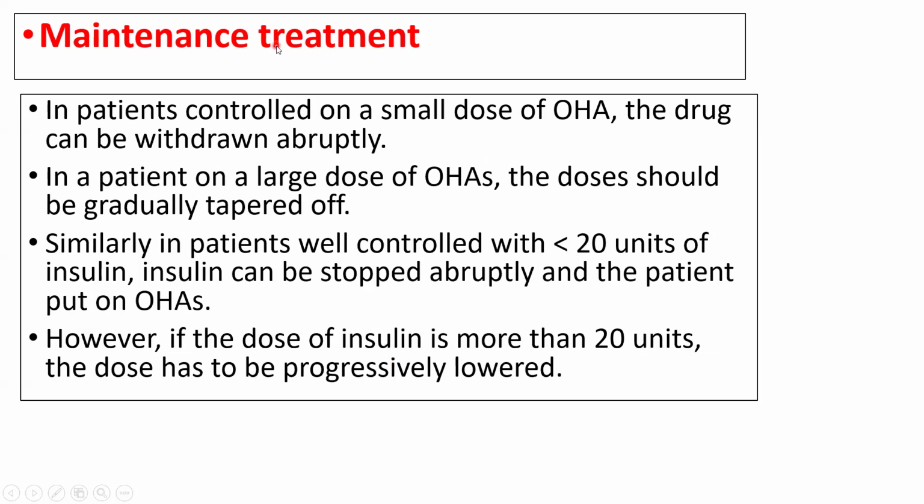Now, maintenance treatment. If patients are controlled on a small dose of OHA, the drug can be withdrawn abruptly, the oral hypoglycemic agent. If a patient is on a large dose of oral hypoglycemic agent, the dose should be gradually tapered off. Remember this. Similarly, in patients well controlled with less than 20 units of insulin, insulin can be stopped abruptly and the patient put on oral hypoglycemic agents. However, if the dose of insulin is more than 20 units, the dose should be progressively, step by step, reduced.